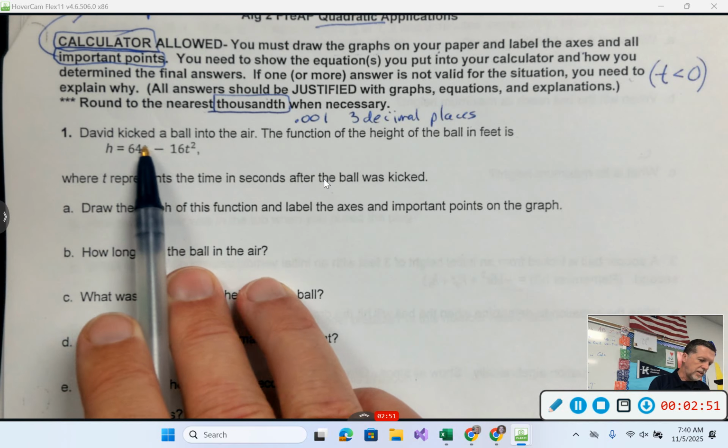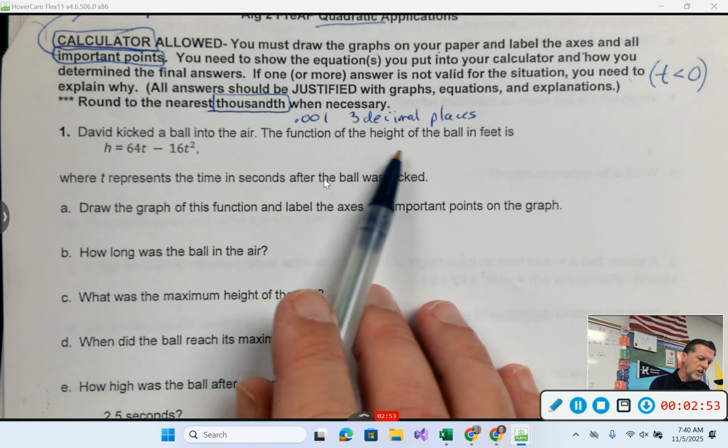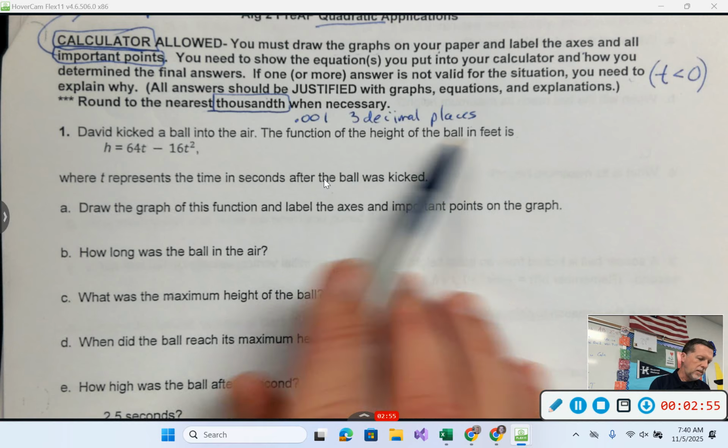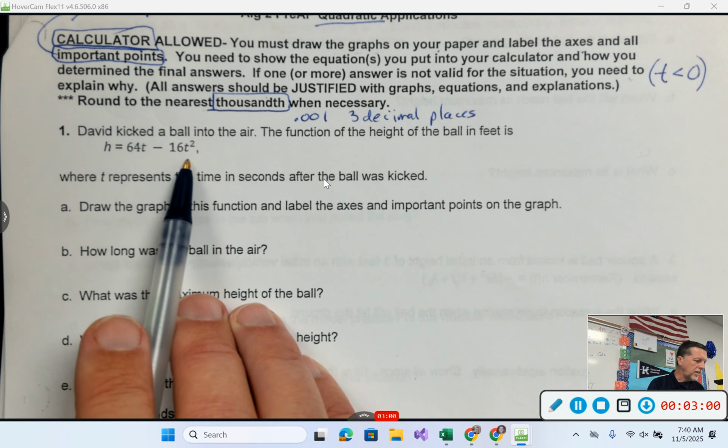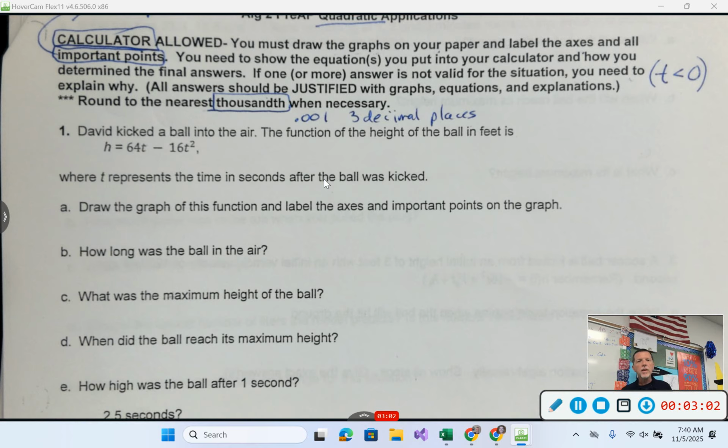Okay, number 1. David kicked the ball into the air. The function of the height of the ball in feet is given by h equals 64t minus 16t squared. So probably what most of you want to do is to graph that and see what that looks like, and that's fine, so let's do that.